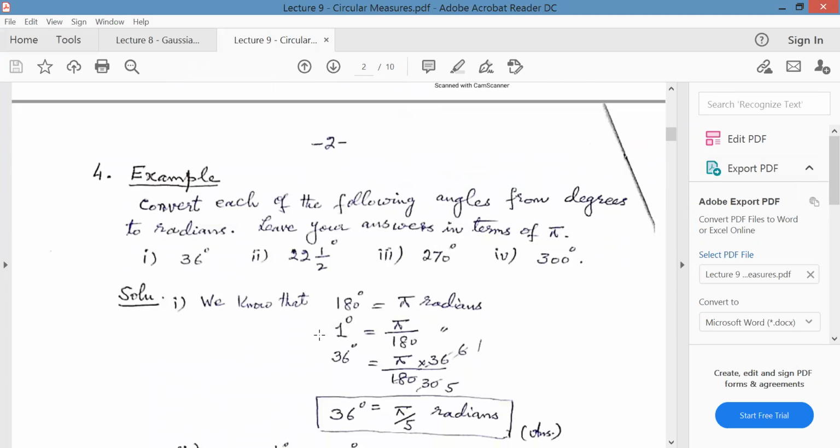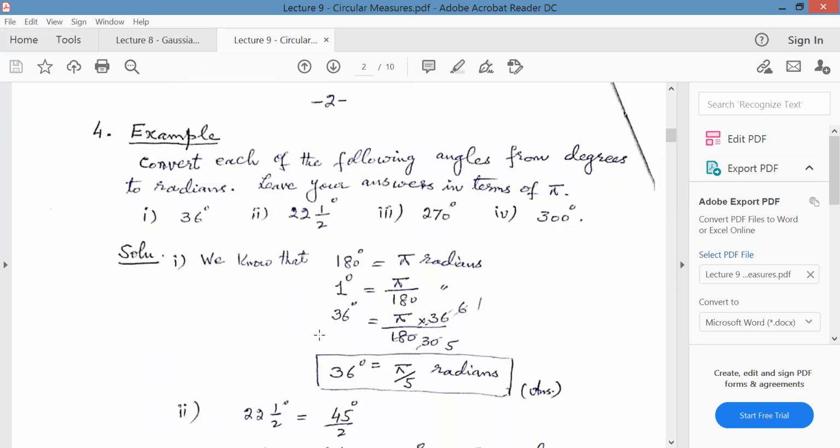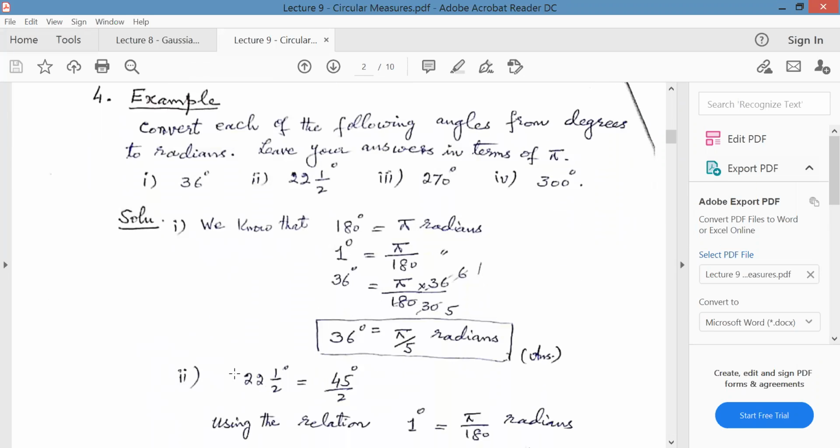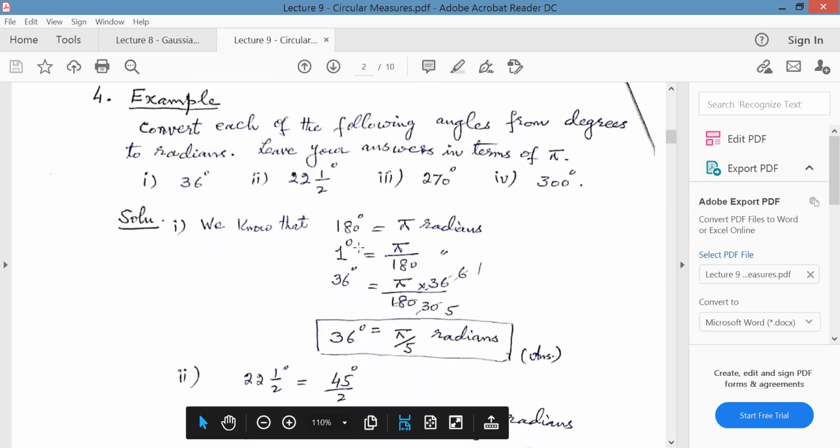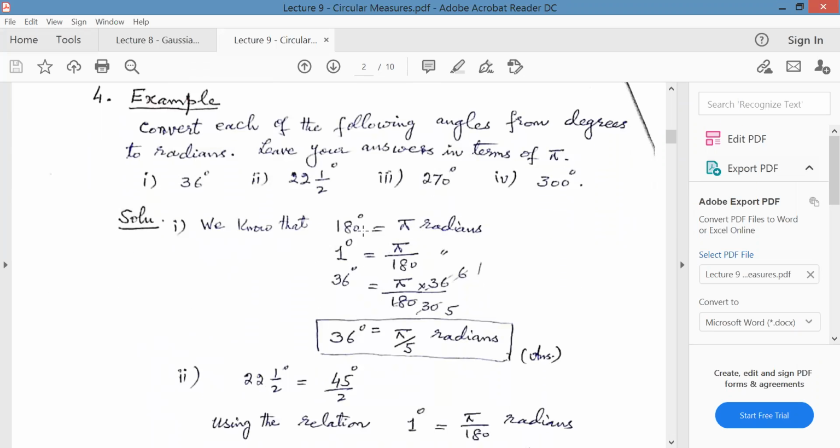Convert each of the following angles from degrees to radians. Leave your answers in terms of pi. Okay, I'm taking the first case, 36 degrees. So you know the relation: 180 degrees is equal to pi radians, so 1 degree will be equal to pi upon 180. This is the unitary method you are using. And for 36 degrees, you multiply either side with 36 and simplify. You'll get pi upon 5. So 36 degrees is equal to pi by 5 radians.